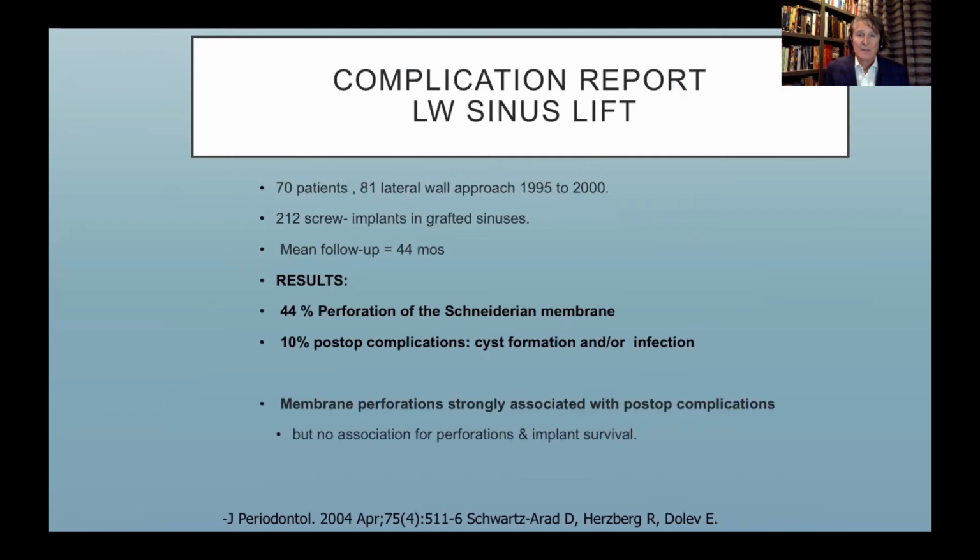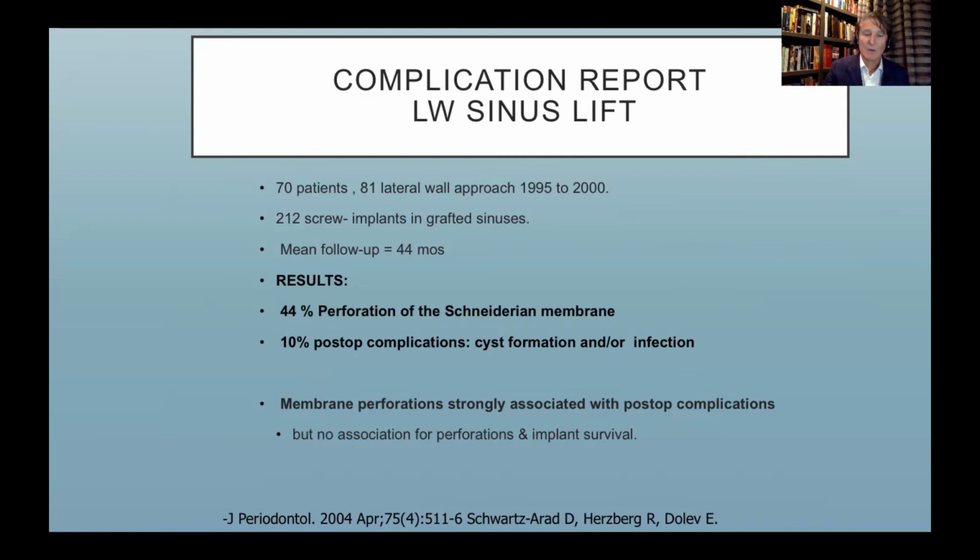So let's take a look at what some of the complications are in the literature. There's this one study here that looked at 70 patients where they did 81 lateral windows over a 5-year period. And what they found was they had a self-reported tear rate of 44%. So that means when we're lifting that membrane, imagine you've got an egg and you're lifting the membrane off the inside of an egg, you have a tear rate of 44%. Now this is higher than most other reports, but still that's something to keep in consideration. And they had about a 10% complication rate where they either had cyst or infection. So again, this is higher than some other reports.